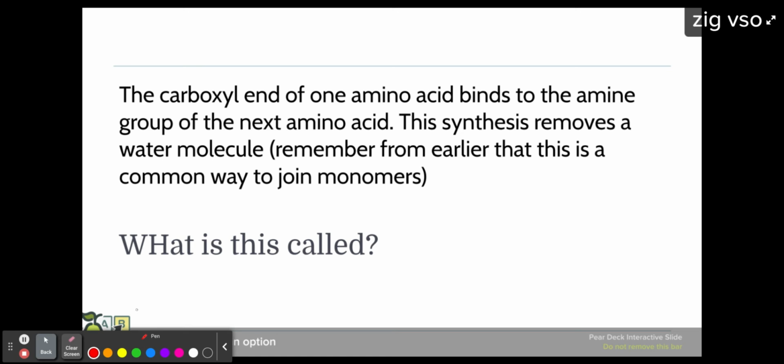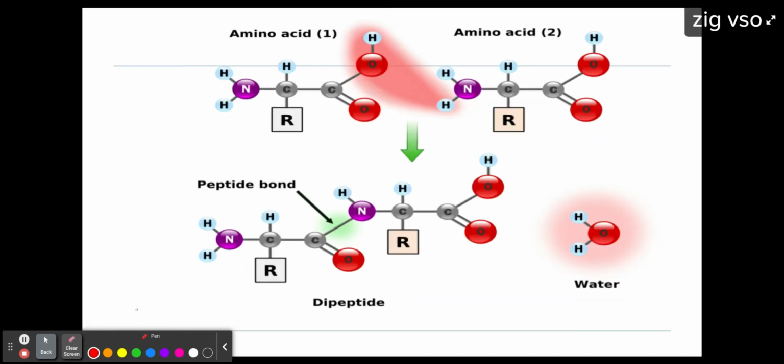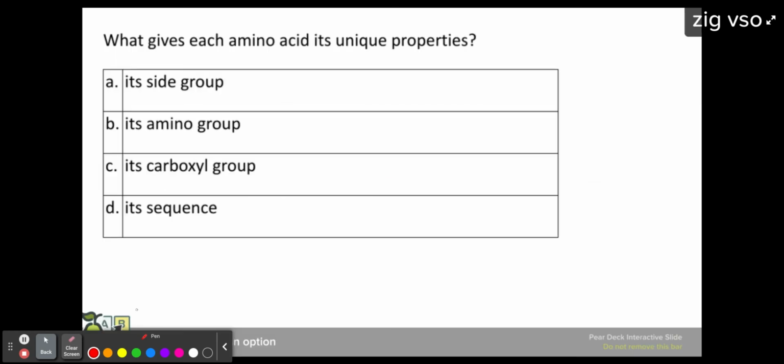The carboxyl end of one amino acid binds to the amine group of the next amino acid. This synthesis removes a water molecule. What is it called? So here you just see you have your hydroxide from the carboxyl group and your hydrogen from the amine side, and they'll come apart and you get a water and a peptide bond is formed, and that is called dehydration synthesis, which gives each amino acid its unique properties.